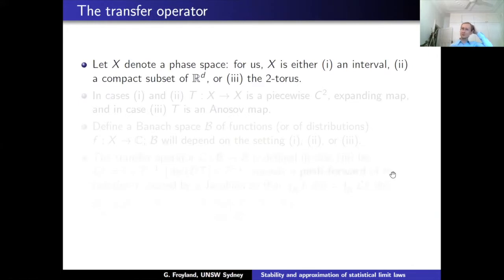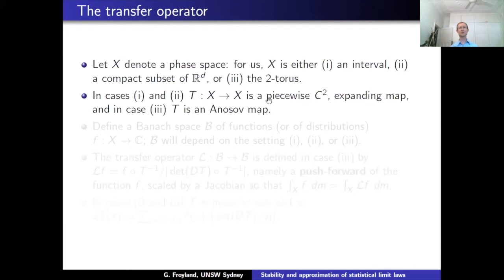All right, so those are the three types of dynamics that our theory is going to apply to. So let me now talk about the main tool I'm going to use, called the transfer operator. So, okay, some notation. X is going to be my phase space. This is either an interval or, in higher dimensions, some compact subset of R^d, or the 2-torus.